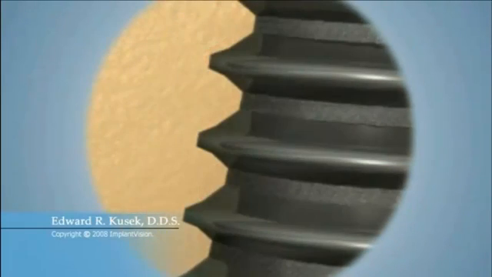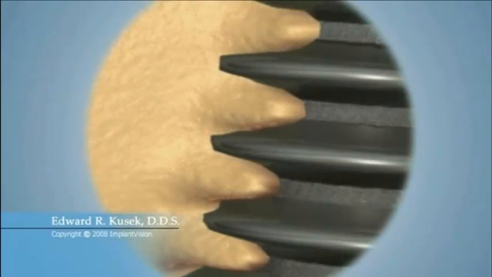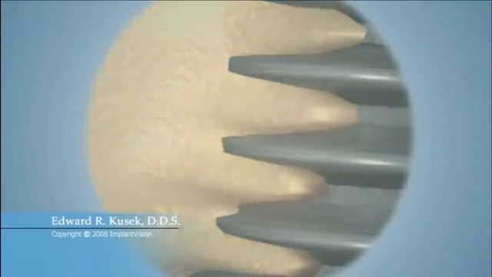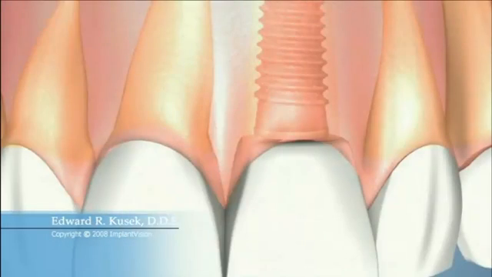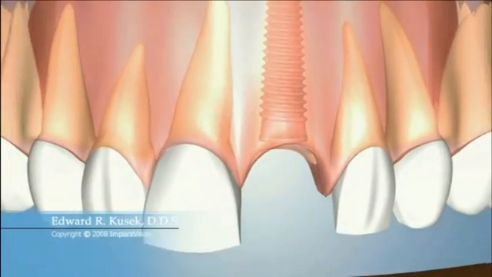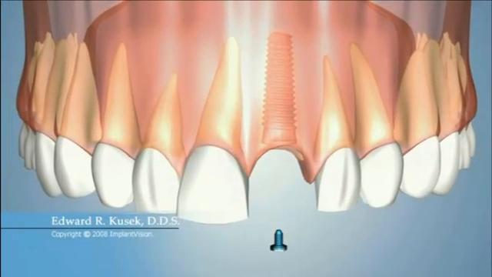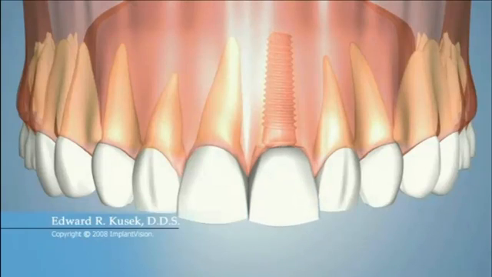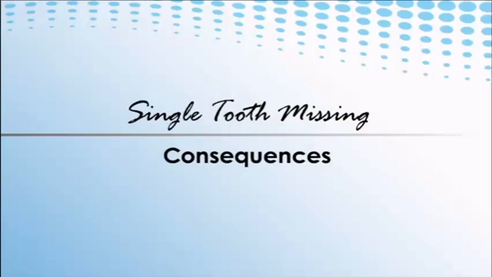A process known as osseointegration takes place, where bone molecules begin to attach themselves to the titanium surrounding the implant. It usually takes between 2 to 4 months for the bone to securely bond to the entire implant surface. The final phase involves the custom restoration being fitted and securely placed.